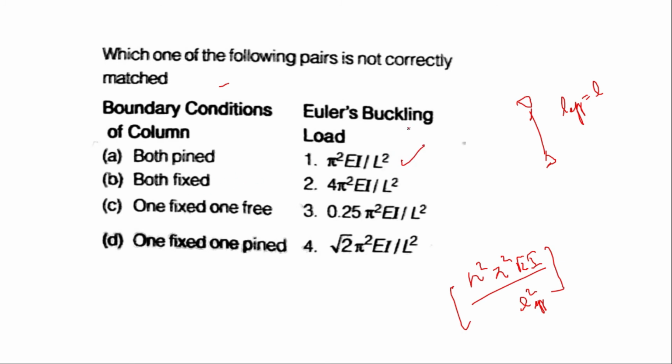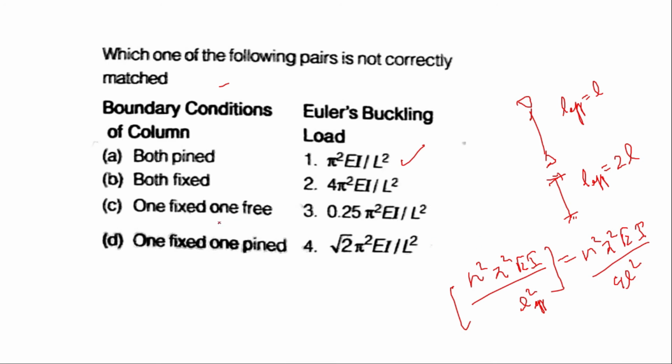When both ends of the column are fixed, then L effective becomes twice of L. So if we replace L square by 2L, then it will become 4L square. Then hence for both ends fixed, it will come as n square pi square EI upon L effective square. So L effective will be replaced by 2L. So it will come as 4 pi square, 4 will become, this will come as n square pi square EI upon 4L square.